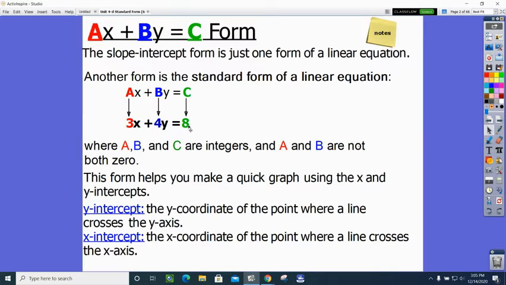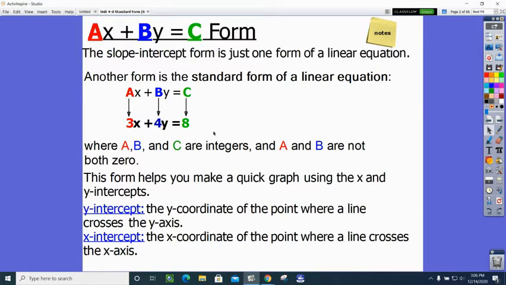The other requirements of standard form, you really got to pay attention to this, is that the a, the b, and the c all have to be integers. That means no fractions, no decimals. And a and b can't both be 0. Otherwise, we actually wouldn't end up with a variable in there. This form helps you make really quick graphs using the x and y intercepts. That's kind of where we're going to start, just remembering about those.